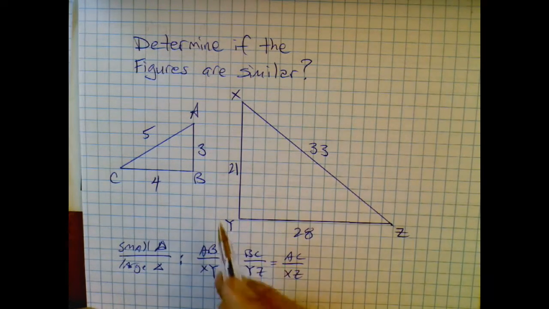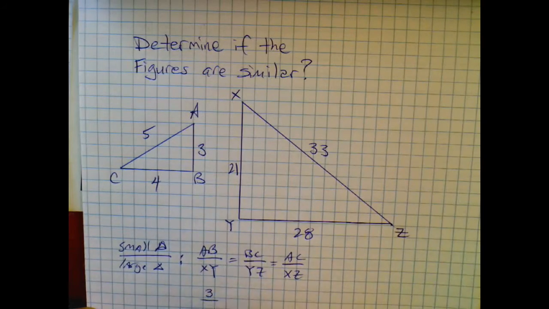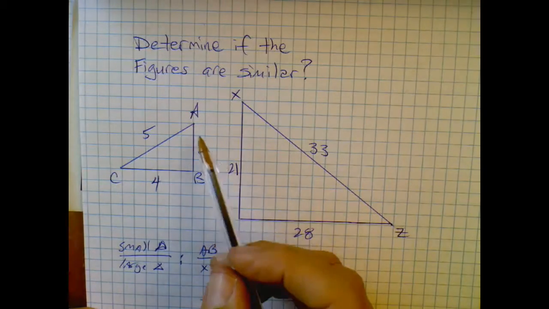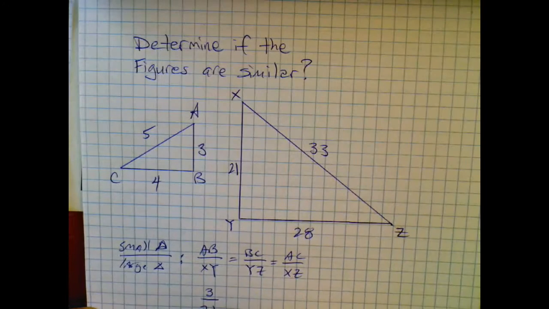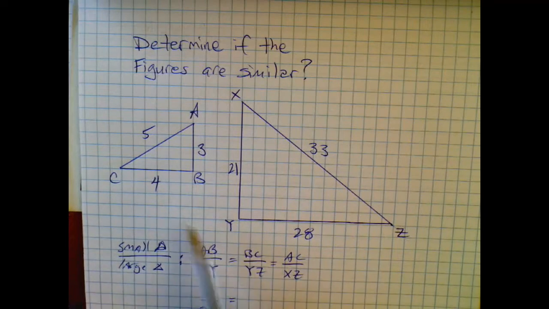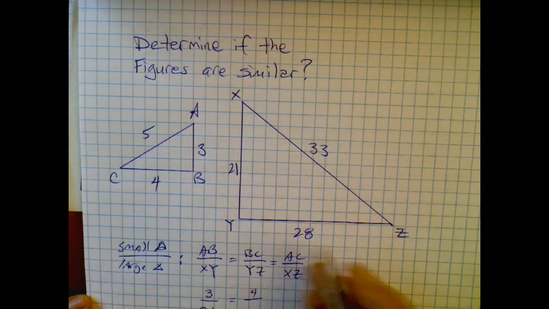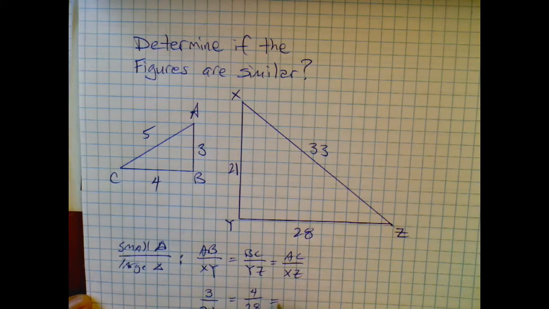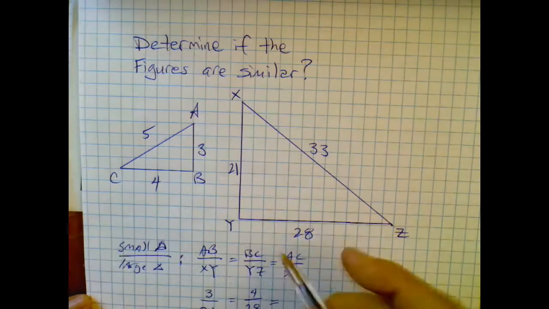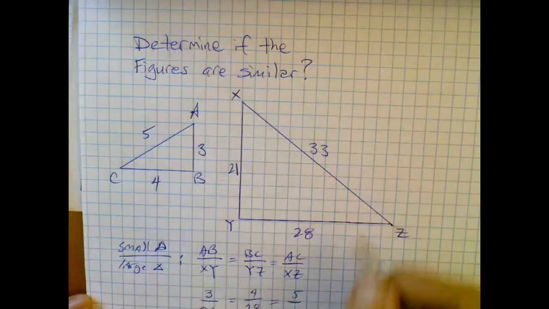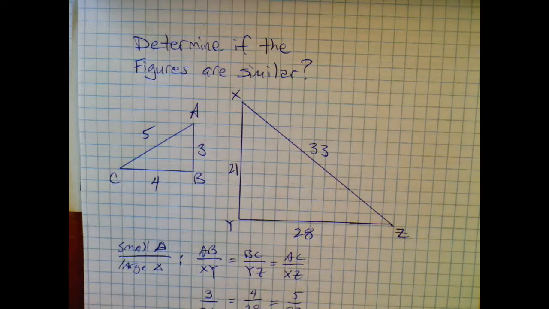So now all we need to do is plug in the values. So I have 3 over 21. And here I have 4 over BC. YZ is going to be 28. And on this side I have AC is 5. This side I have is 33. It's kind of hard to compare, but let's see if we can simplify some of these things.